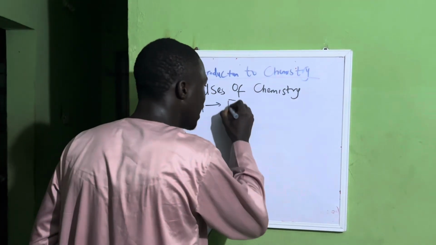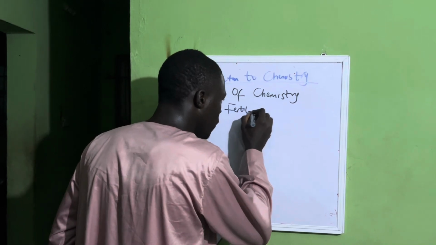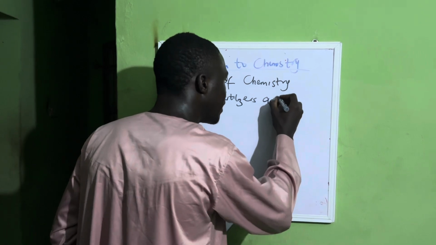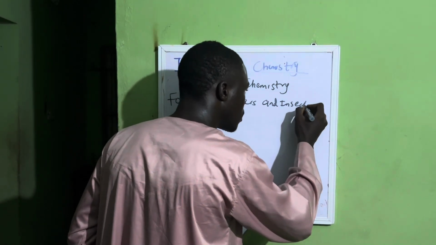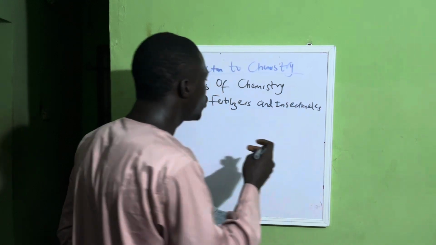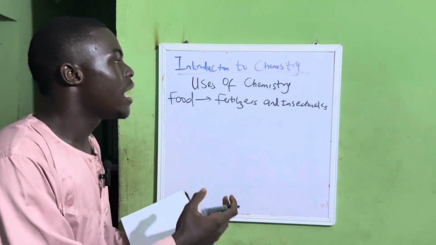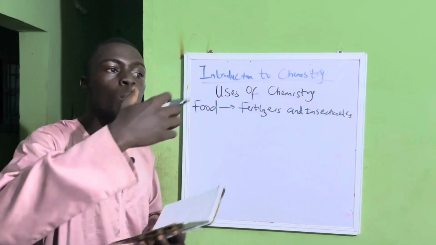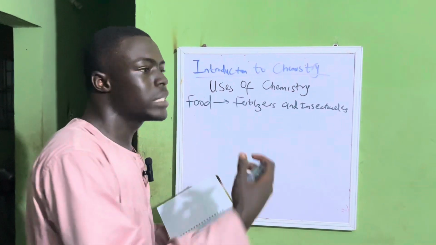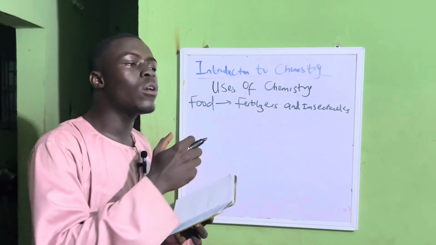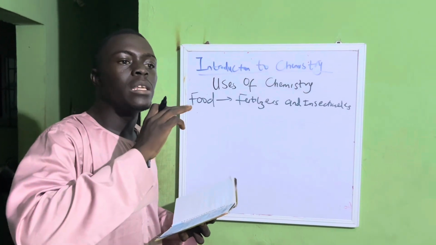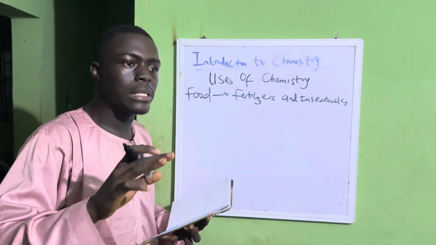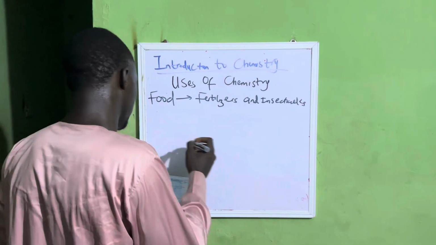The introduction of organic fertilizers or non-organic fertilizers, and insecticides have been able to help farmers produce more food. Insecticides, fungicides, herbicides, or any other thing you want to say, are works of chemists who have dedicated almost all their life to it. Another use of chemistry is clothing.